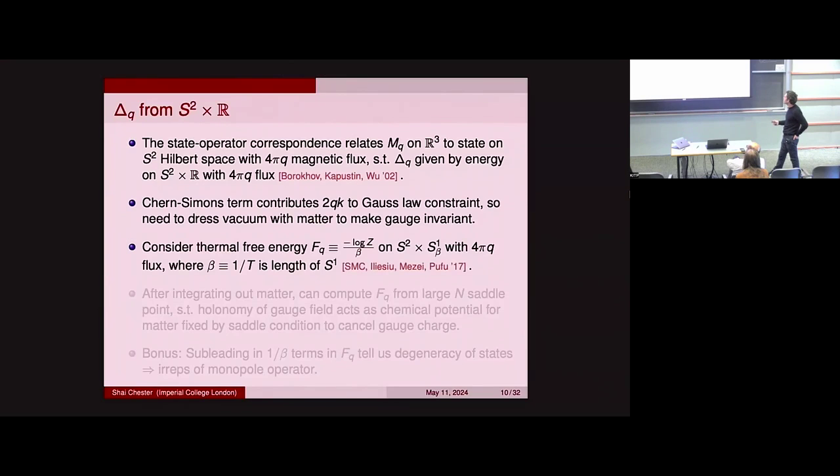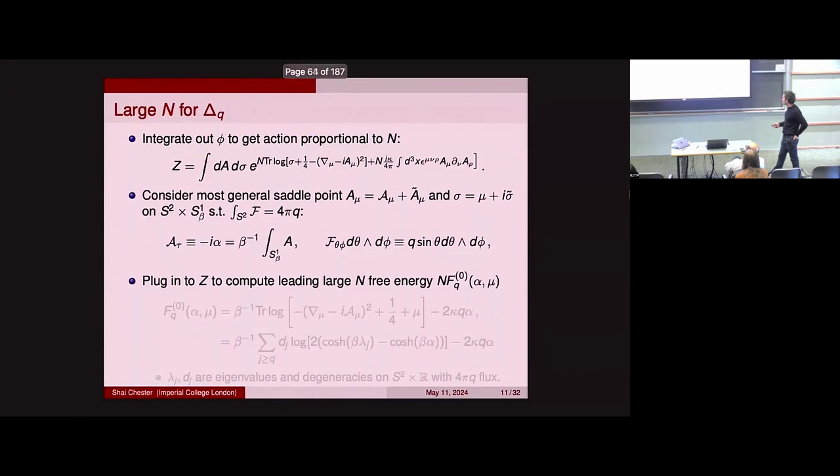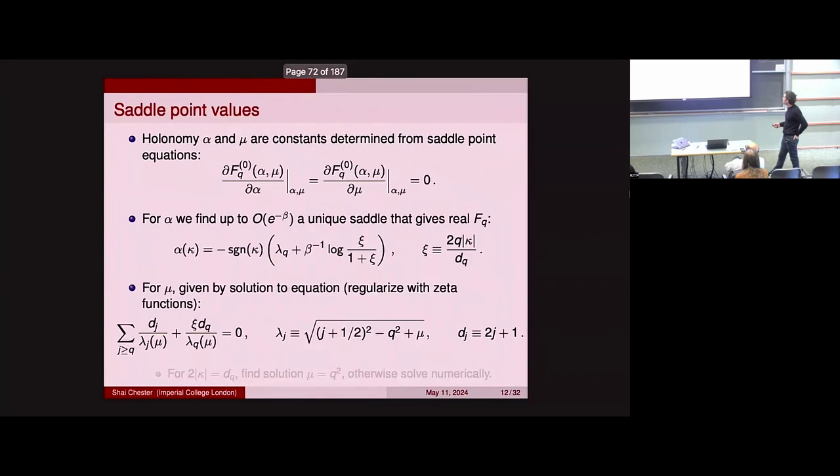We eventually take the circle to go to infinity. And then we just compute this free energy using a saddle point approximation at large n. And we are going to do this to subleading order. So I'm going to skip over these details due to limited time.